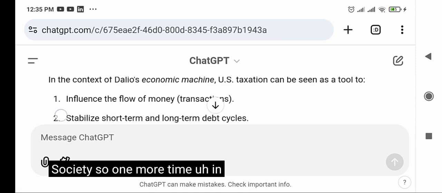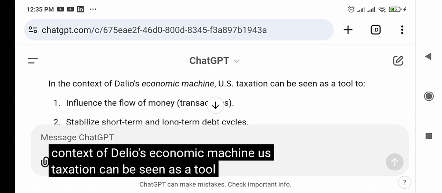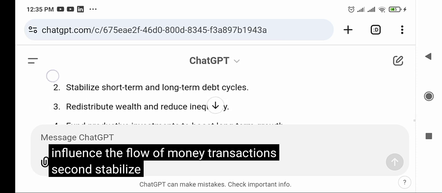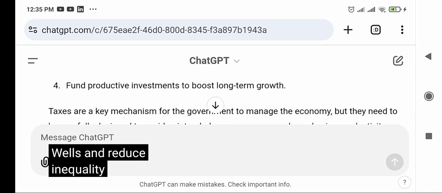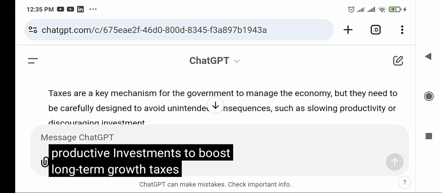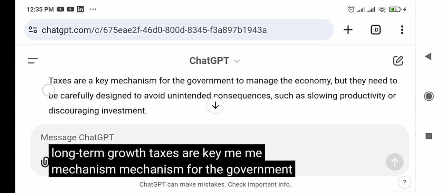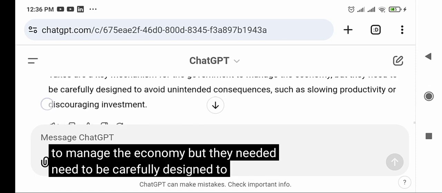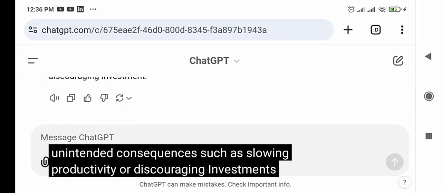So one more time, in the context of Dalio's economic machine, US taxation can be seen as a tool to, first, influence the flow of money and transactions; second, stabilize short-term and long-term debt cycles; third, redistribute wealth and reduce inequality; and fourth, fund productive investments to boost long-term growth. Taxes are a key mechanism for the government to manage the economy, but they need to be carefully designed to avoid unintended consequences such as slowing productivity or discouraging investment.